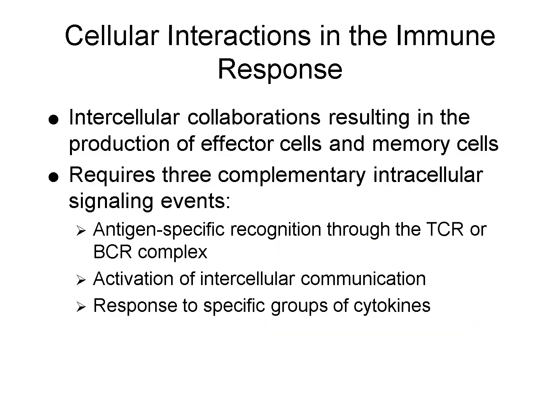The effective immune defense depends on collaboration between different cell types. These interactions result in the creation of two main products: effector cells that fight infection and memory cells that provide lasting immunity. This process depends on three types of signaling: antigen-specific recognition by B cell or T cell receptors, communication between cells, and the release of cytokines, which help coordinate the response.